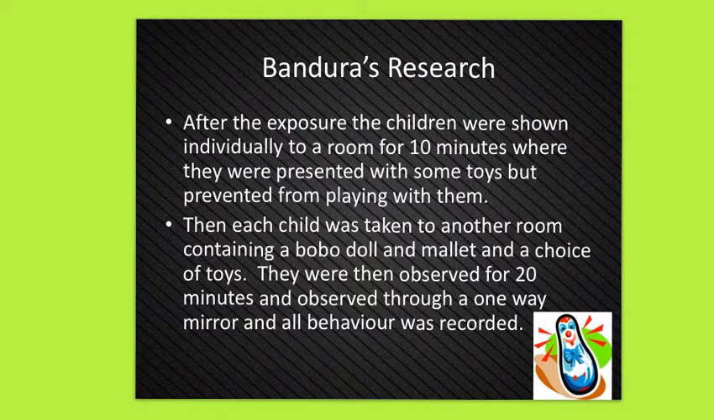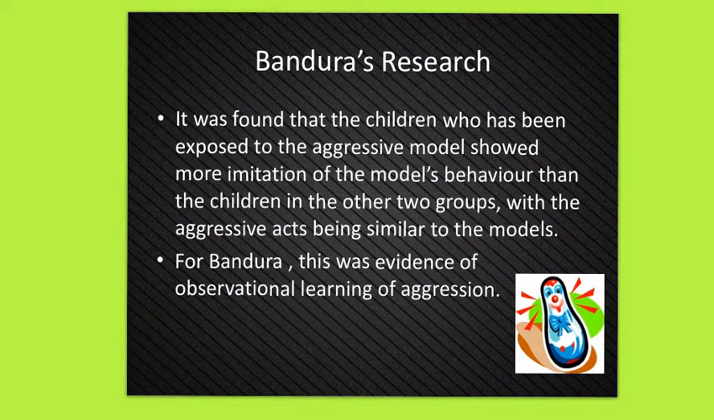So the one-way mirror really just allowed them to observe the children without them being aware that they were being observed. Now, the answer to my question, it was found that the children who were exposed to the aggressive model showed more imitation of the model's behaviour than the children of the other two groups, with the aggressive acts being similar to the models. So they were more prone to copying and using the same behaviours that they witnessed from their model. So for Bandura, this was evidence of observational learning or vicarious reinforcement.